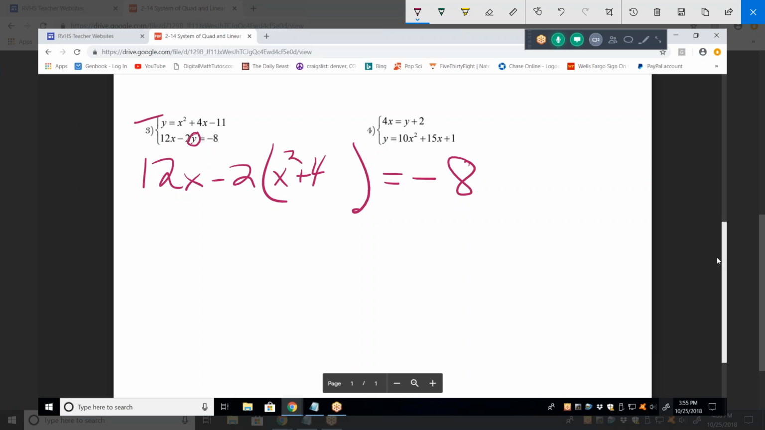Okay, now the advantage of doing that is that now you have one equation and only one variable. Notice you got rid of all the y's. And when you have one equation and one variable, you can definitely solve it. It's going to become a quadratic that you can solve. Okay, what's the next step?